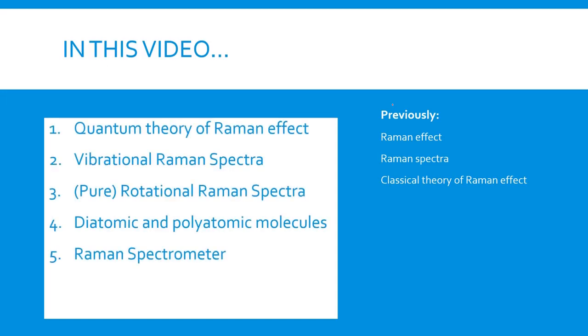In this video, we will be talking about the quantum theory of the Raman effect. Using it, we will explain the vibrational Raman spectra and the rotational Raman spectra. Then we will see how Raman spectroscopy is used to determine the structure of diatomic and polyatomic molecules. Towards the end, we will see how a Raman spectrometer works and what its components are. So welcome to the lecture.